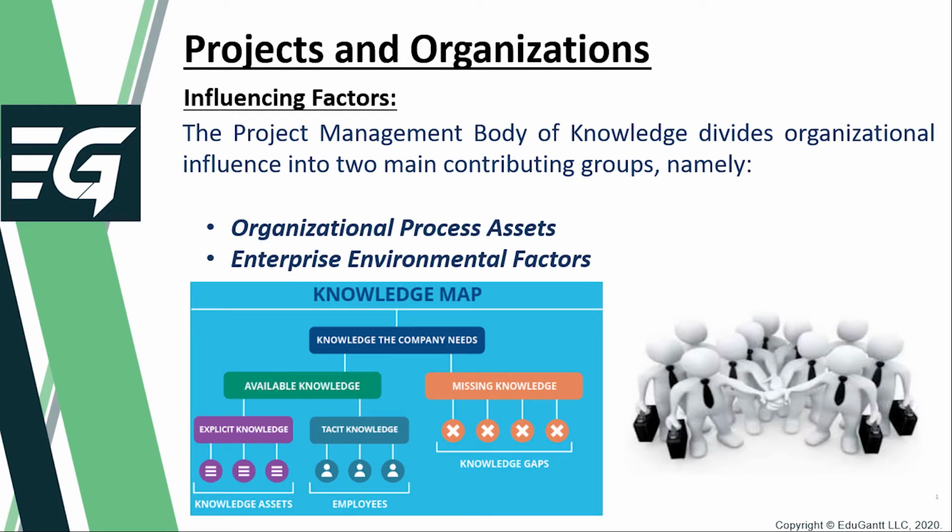So what are the influencing factors in an organization? Now, the Project Management Body of Knowledge divides organizational influence into two main contributing groups, namely organizational process assets, or OPA, and enterprise environmental factors, or EEF.